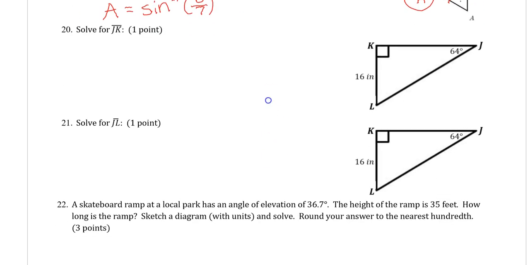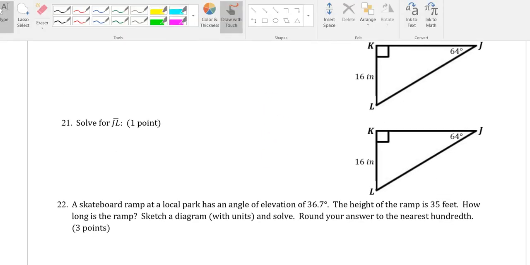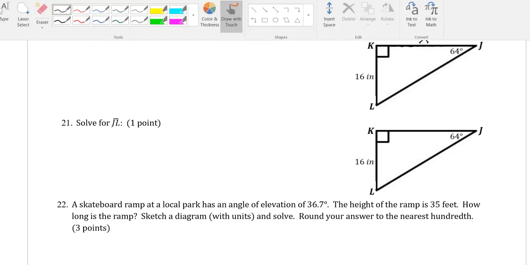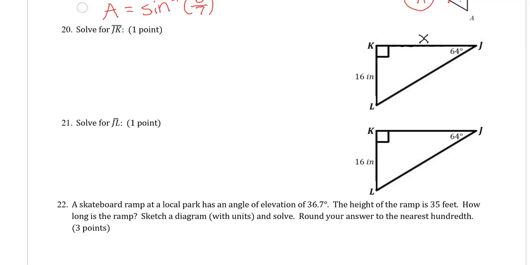All right, looking at number 20, solving for JK. So the first thing I need to do is know where my variable is. So I'm solving for J to K. That means my variable is here. Then I'm doing the exact same thing. What do I know? Well, here's my angle. So my right angle, across from that's my hypotenuse. Across from my given angle is my opposite side. And what I'm solving for is my adjacent side.